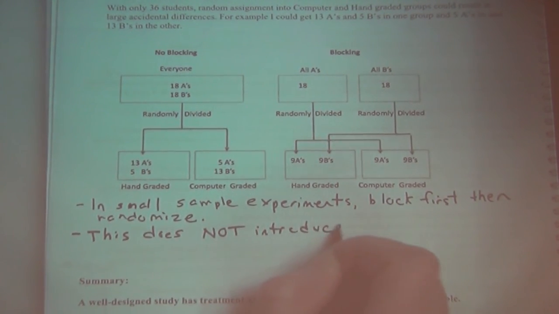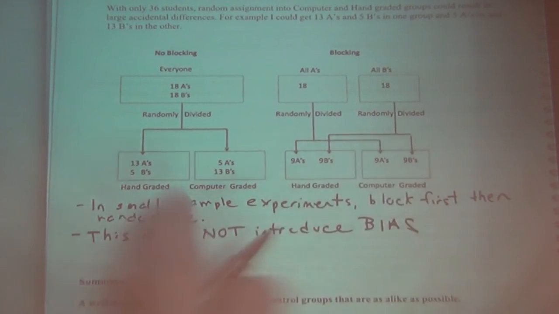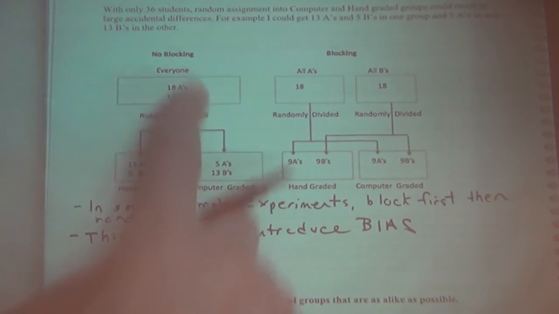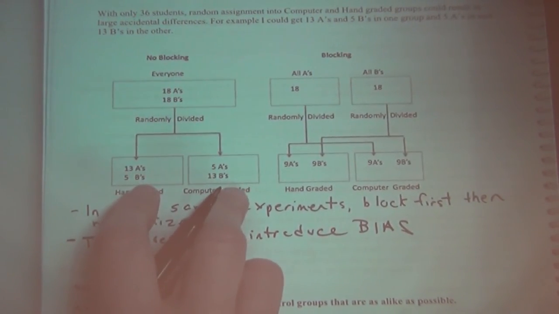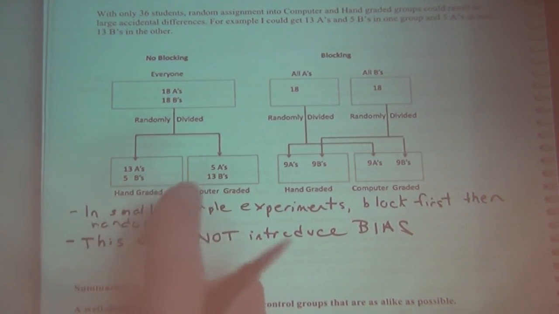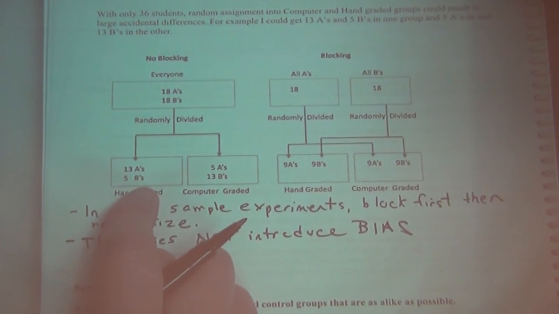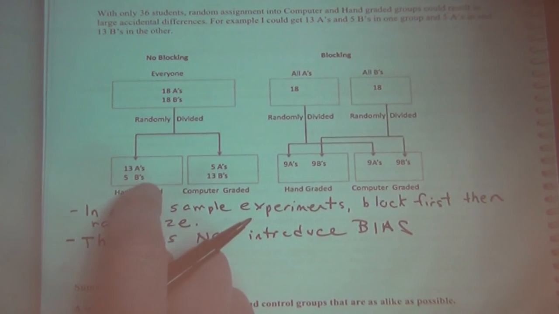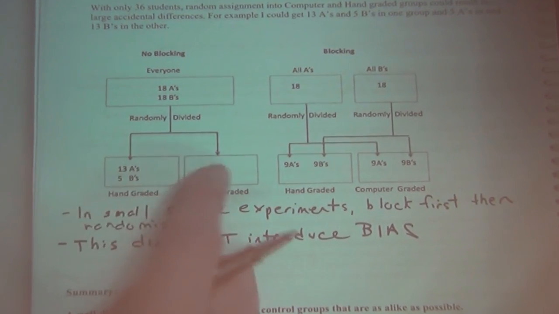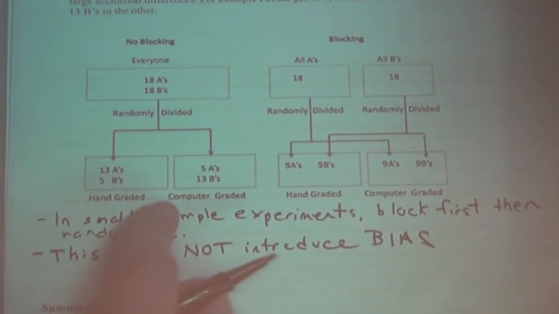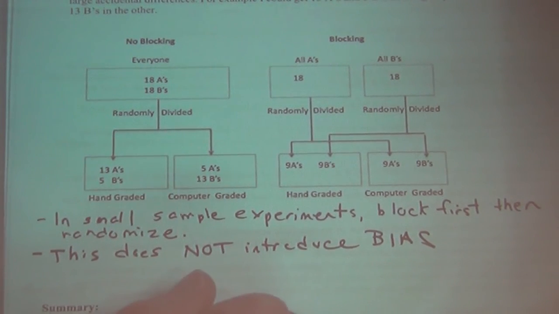It would introduce bias if I'd gotten to this point and said, oh no, look at this, this is so unbalanced. I'm going to balance it up, so I'm going to take some of these and switch them around, and pick these people. That would introduce bias. Do you see?